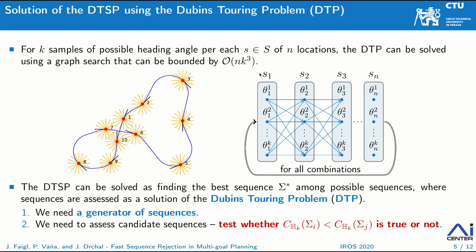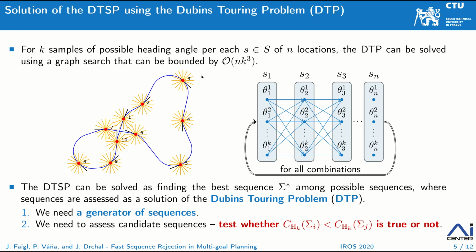For each location in the sequence, we create k nodes representing the individual headings. Then we create k-squared connections between the consecutive locations. Because the Dubins tour in the DTSP is a closed path, we have to ensure that the arrival heading at the initial location is the same as the leaving heading. Hence, we need to examine k options for the heading at the initial location. Thus, the optimal Dubins tour for the sequence sigma and given discretization can be found in O(nk^3).